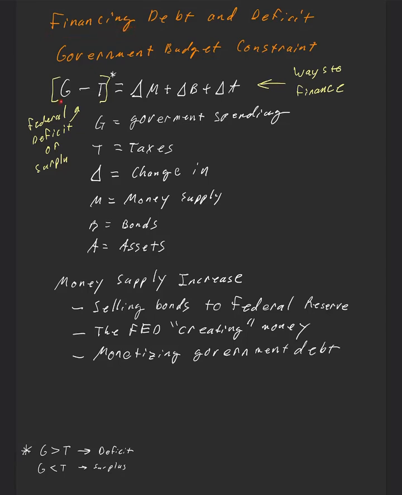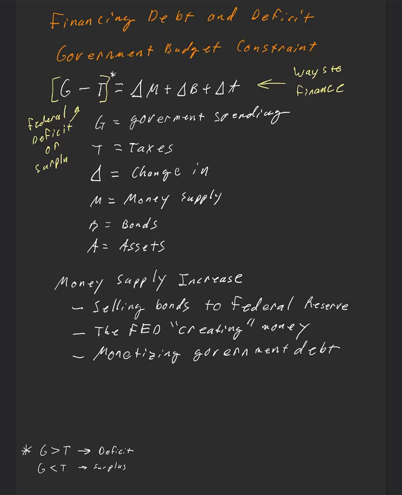Well, on the left side of the equation is the federal deficit or surplus, right? So if government spending is bigger than taxation, we've got a deficit. If taxation is bigger than government spending, we have a surplus. Okay, so let's imagine, because it'll be easier in this case, to think of government spending being bigger than taxation, so we've got a deficit. How is it we can finance this? Where can the money come from?